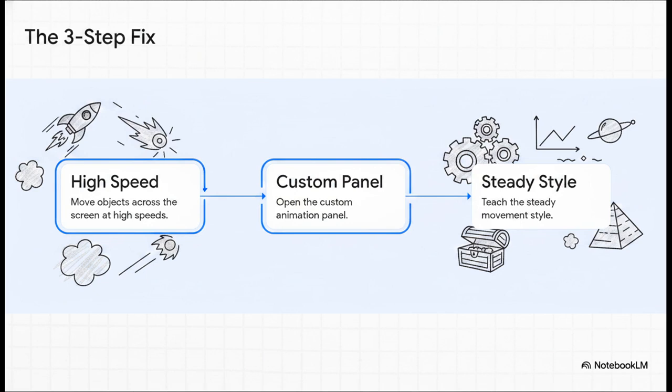First, keep your high speeds. Seriously, do not compromise your creative vision just because you're afraid of a little stutter. Second, bypass the easy buttons and open up that custom animation panel. Finally, step 3, apply the steady style. It's a really quick sequence, but it fundamentally changes the physics of your workspace, giving you back total control.